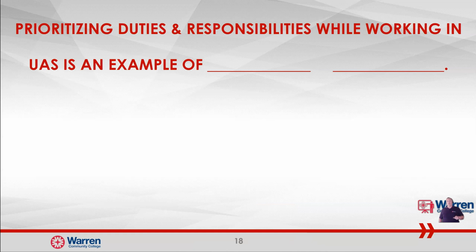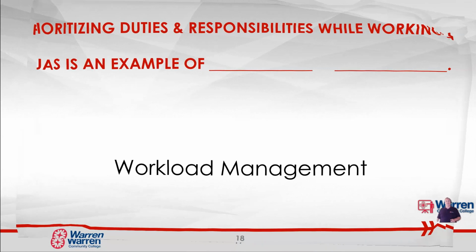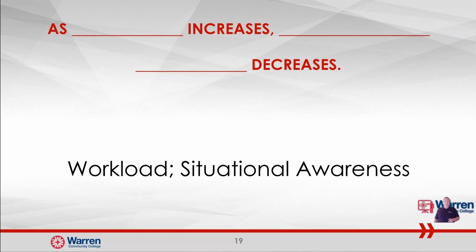Prioritizing duties and responsibilities while working in unmanned aircraft system operations is an example of what? Blank and blank. What are we trying to do? When we prioritize duties and responsibilities while working, that's when we're doing workload management. Okay? That's what it is. As blank increases, blank blank decreases. As something increases, workload, then situational awareness decreases.